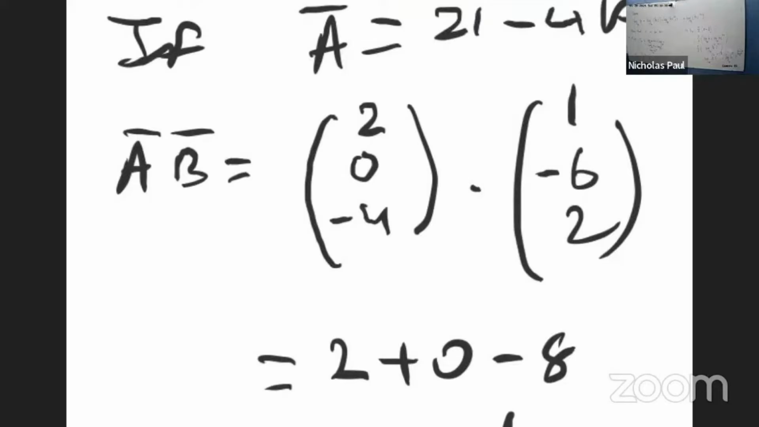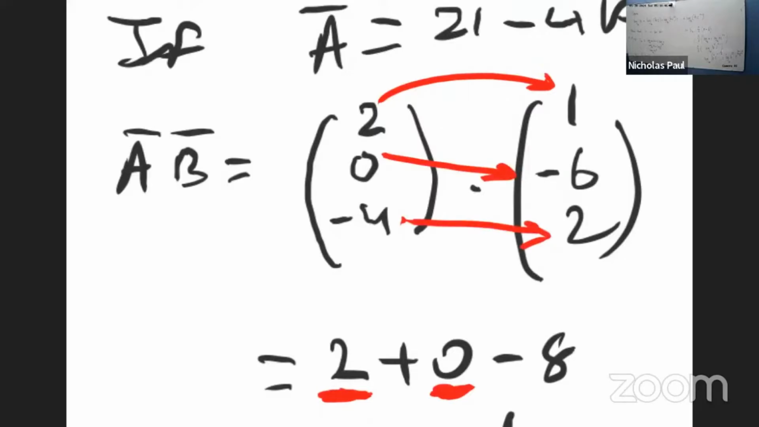Let's try this here. I'm trying to multiply these 2 vectors: 2, 1, 0 by minus 6, minus 4, 2. You multiply the x by the x, multiply the y by the y, multiply the z by the z. Then add it up. It is no longer a vector. It is now a scalar.